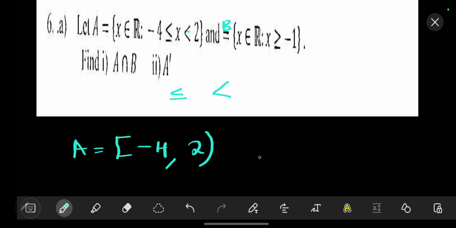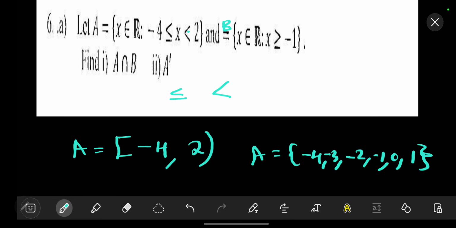Now, a mistake that other people would make is saying that A is equal to, then they say that it is -4, -3, -2, -1, 0, 1 only like this. This is incorrect. Why is it incorrect?